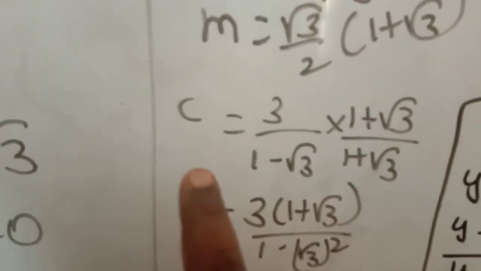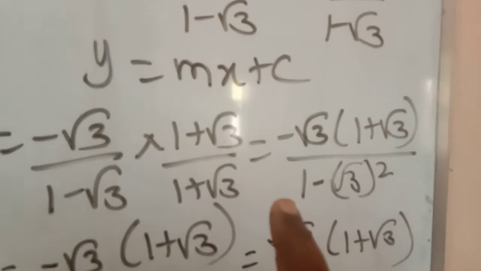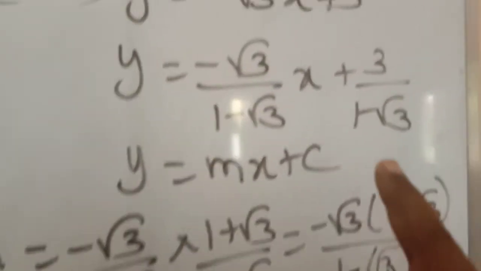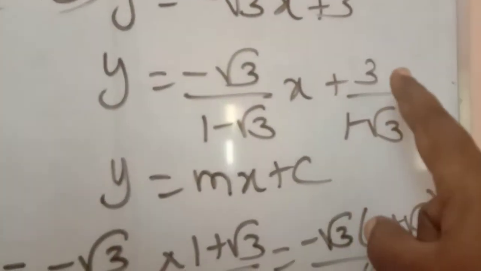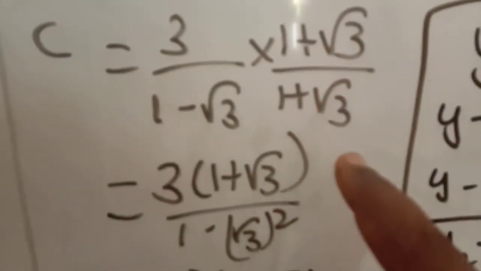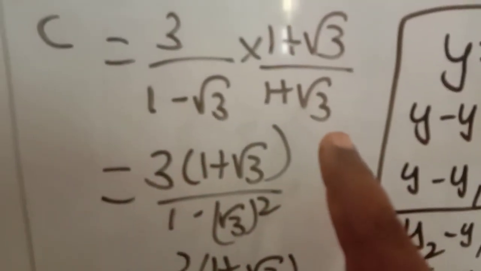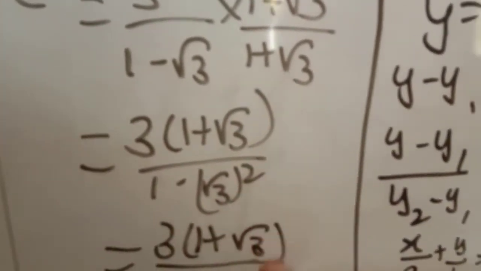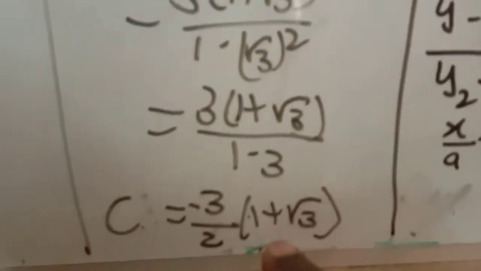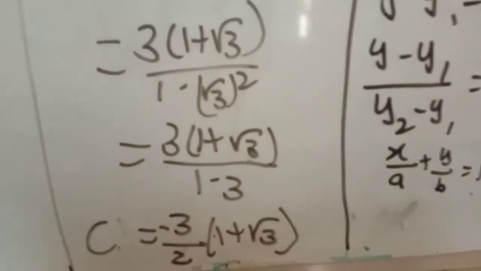Okay, next the y-intercept c. c is equal to 3 by 1 minus root 3. So again multiply by its conjugate. The same procedure: the denominator is in the form of a plus b into a minus b, so a square minus b square. So 1 minus 3 is minus 2. So c is minus 3 by 2 into 1 plus root 3.